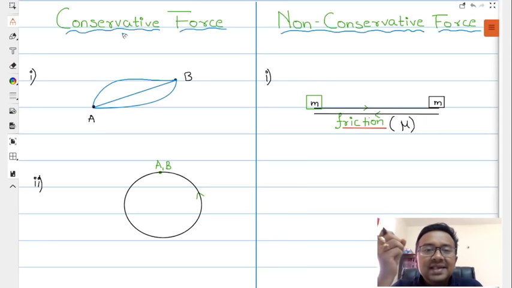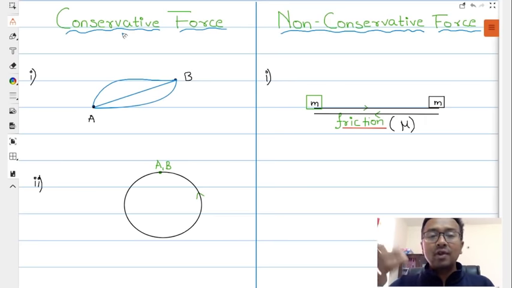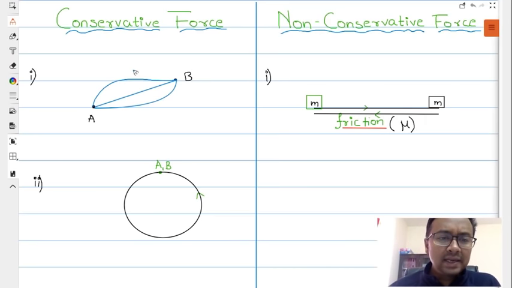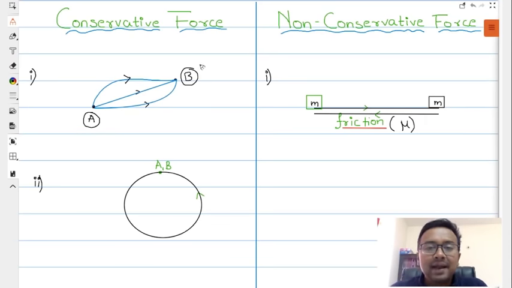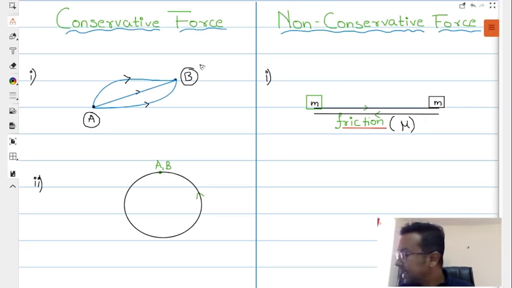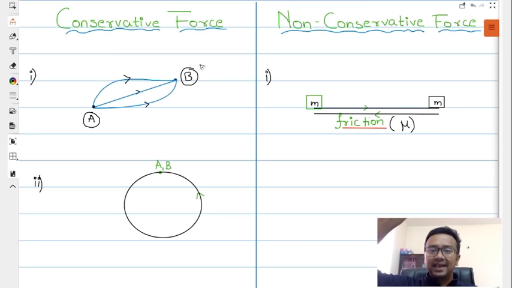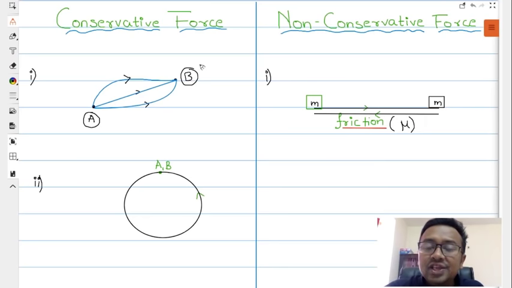Now, what is the basic nature of conservative and non-conservative forces? For a conservative force, the work done from point A to point B doesn't depend on whether you take this path or this path or this path. If I take my pen from this height to this height, this way or this way, the work done in each case is going to be the same.